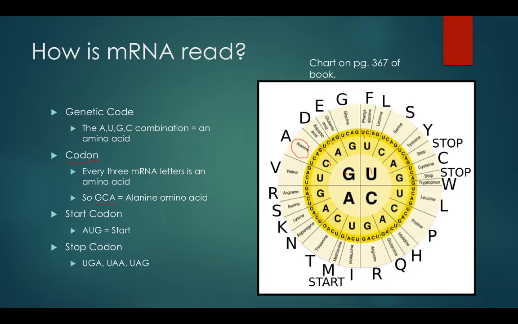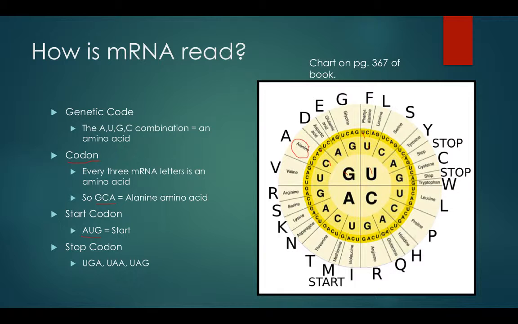Now, there are some weird parts here. It's not just that the ribosome grabs on the RNA and starts making proteins. That's not quite how it works. There is a start and a stop signal that basically says, now start making proteins, or now stop making proteins. Now for start, it's easy. It's always the combination AUG. So if you see AUG somewhere within your mRNA molecule, that's basically saying, all right, start.